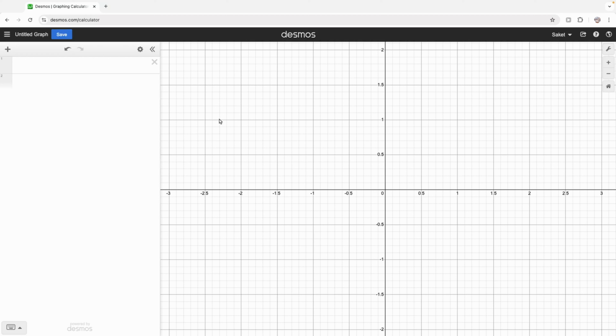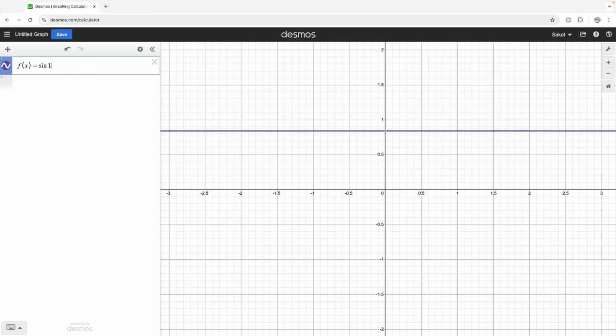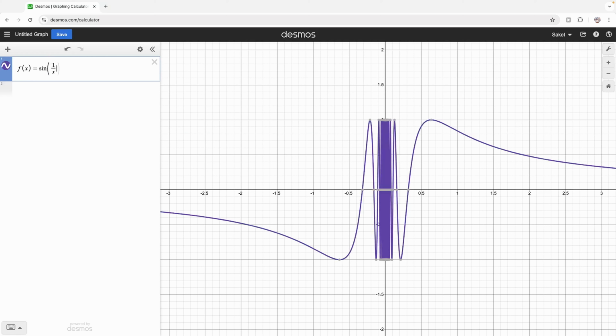So now I'm on Desmos and I'm going to graph f of x is equal to sine of 1 over x. As you can see, this is a pretty funky looking graph. It seems pretty normal when we're approaching 0 from the left hand side and from the right hand side, but at 0 we have this infinitely oscillating pattern, and you can't even see what points are there at x equals 0.